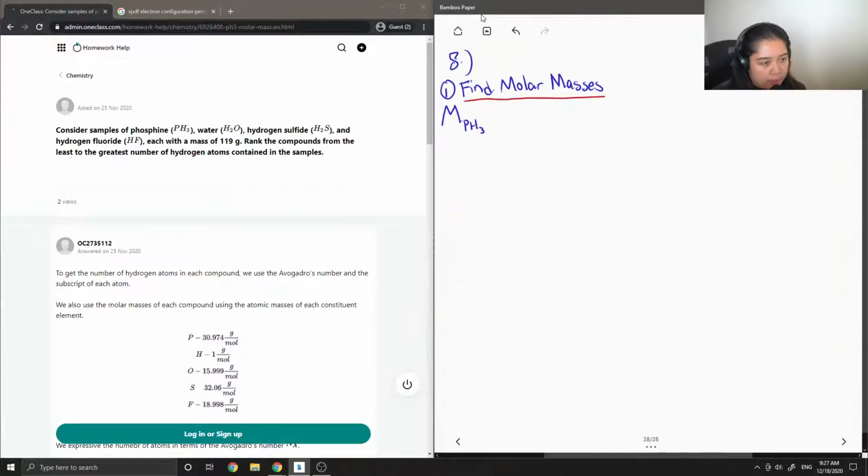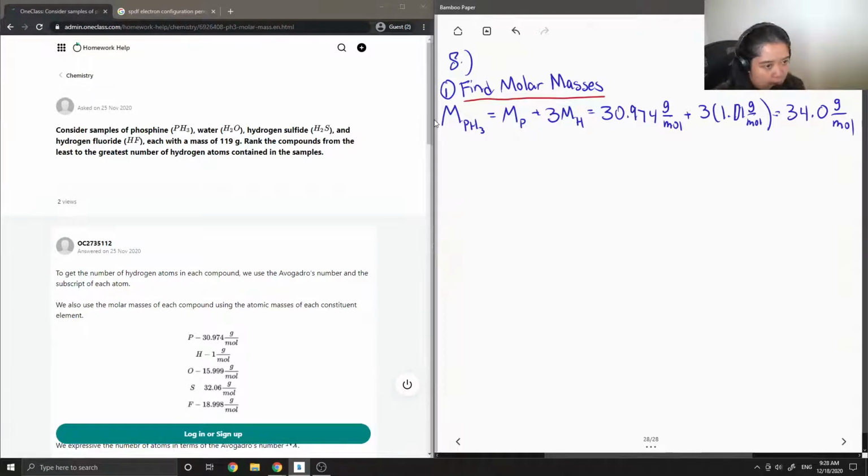This is just done by looking at your periodic table and finding out the atomic masses of each of the atoms involved in the compound, and then just multiplying them if we need to by how many atoms there are of each in the compound. So for example, the molar mass of phosphine would just be equal to the molar mass of phosphorus plus 3 times the molar mass of hydrogen. So the molar mass of phosphorus is 30.974 grams per mole. And the molar mass of hydrogen is 1.01 grams per mole. So the total molar mass of phosphine ends up being 34.0 grams per mole.